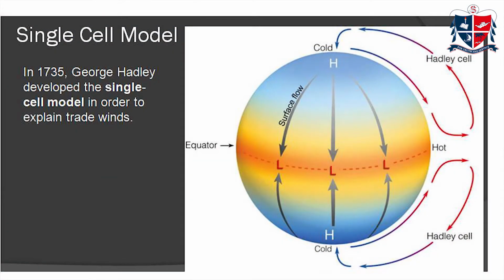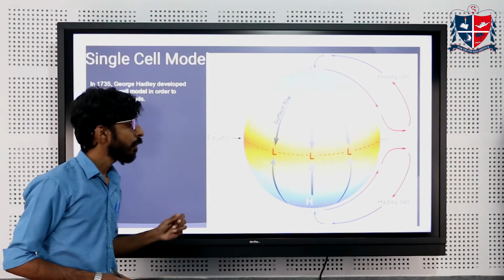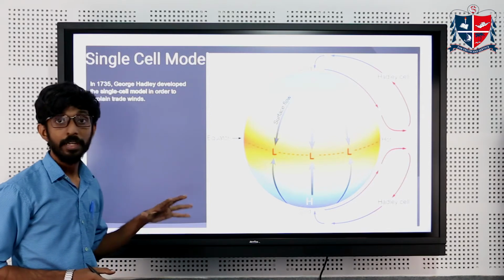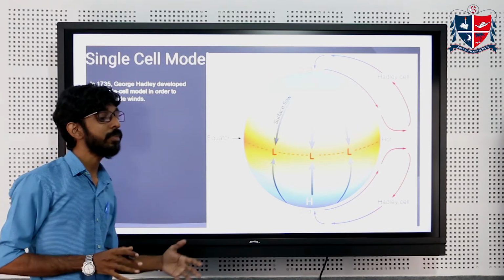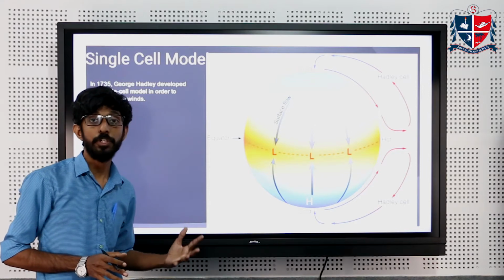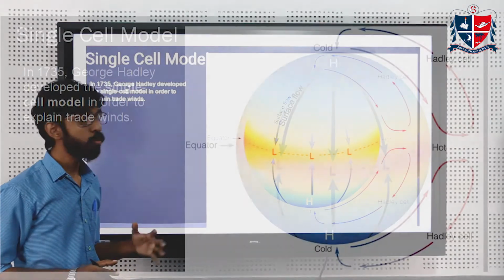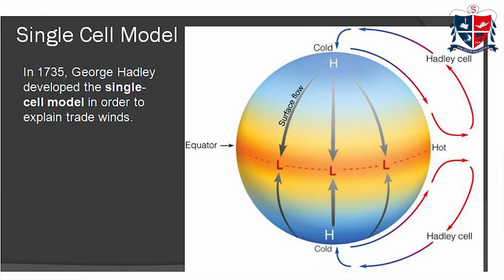In the earlier times, around 1735, a man named George Hadley put forward a theory, and he developed this theory to understand how trade winds work. What he proposed was what we can see in this picture. In the equatorial region, we will receive more sunlight, and therefore the air will be warm. And we all know that warm air will rise up. So the air will rise up in the equatorial region, and once it reaches the tropopause, around 10 to 12 kilometers in the atmosphere, it will move towards the poles on both sides.